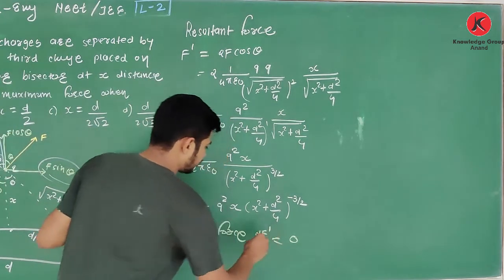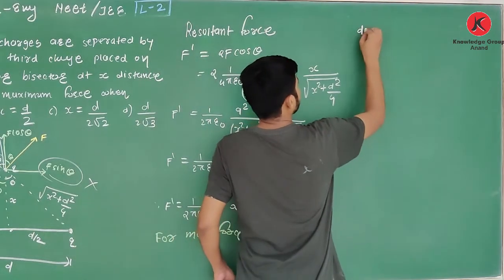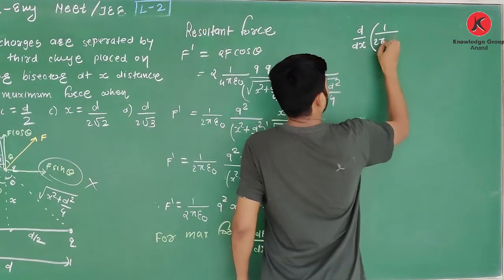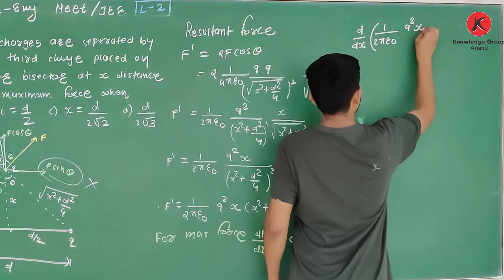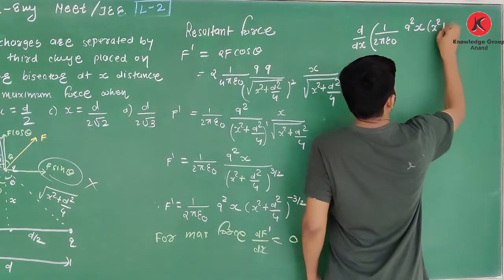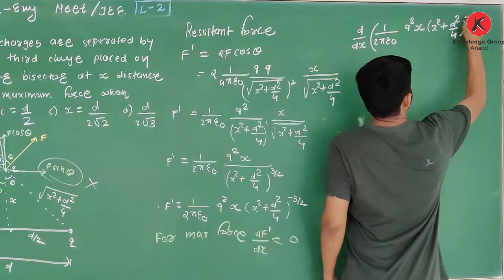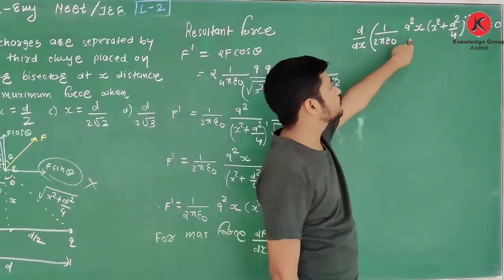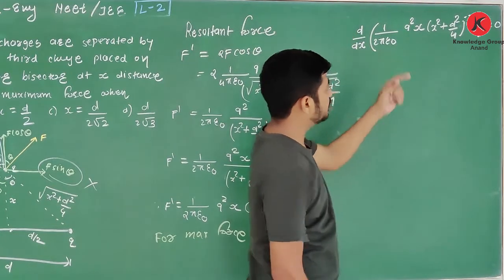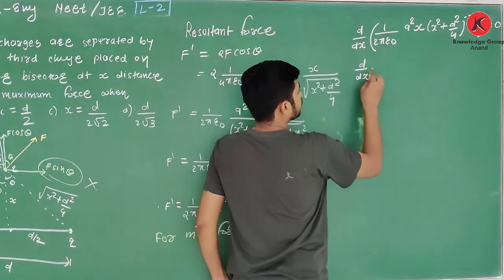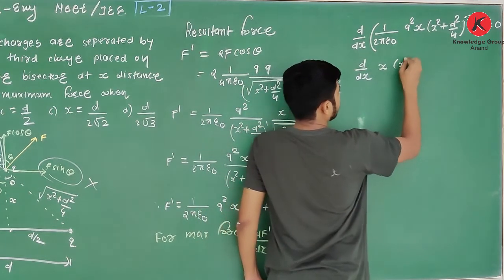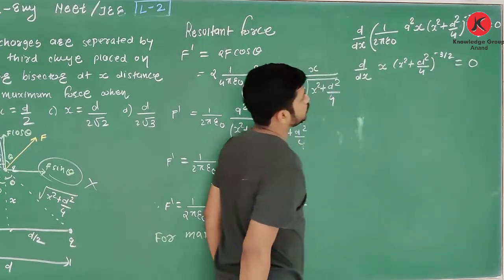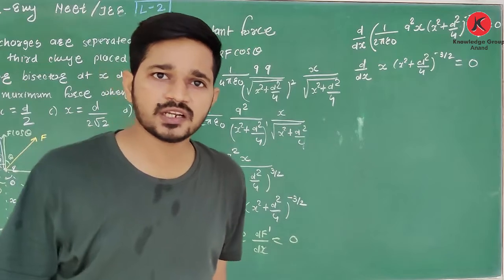Sorry, dF dash, the resultant force. So d upon dx of F dash. What is F dash? It is 1 upon 2 pi epsilon 0 q square x, times x square plus d square by 4 raised to minus 3 by 2, is equal to 0. Now 1 upon 2 pi epsilon 0 q square is constant, so it comes out of the differentiation, and we will have only this term, d upon dx of x times x square plus d square by 4 raised to minus 3 by 2, is equal to 0. Clear about this?